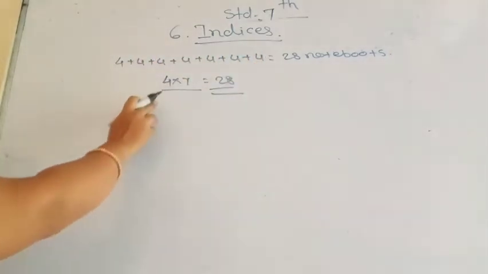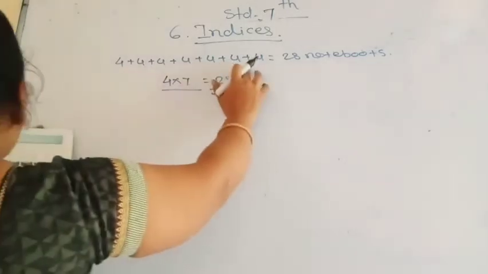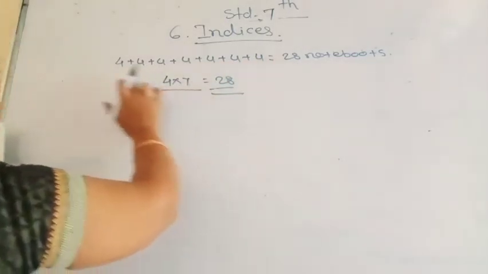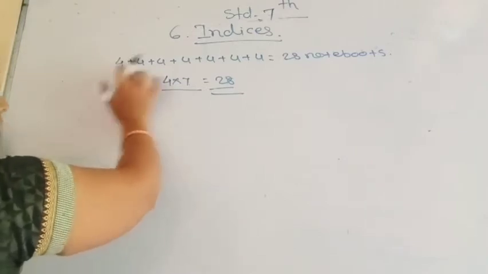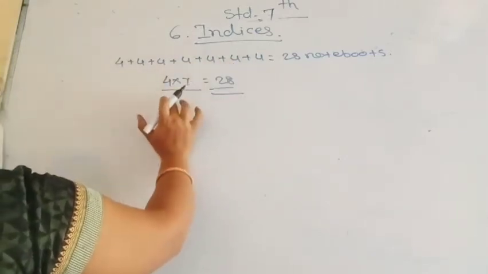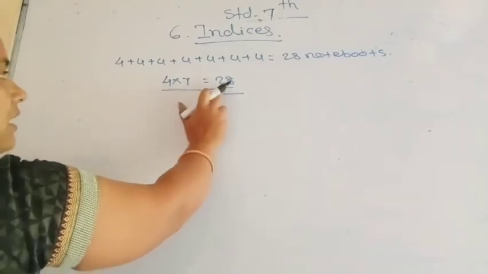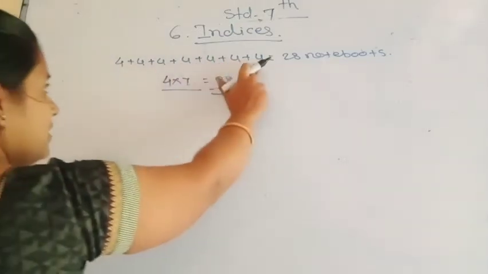Addition of the same number again and again can be shown as a multiplication. How many times is this 4 added? 7 times. Therefore the total number of notebooks is 4 into 7 in multiplication, which is 28, the result of the addition process.